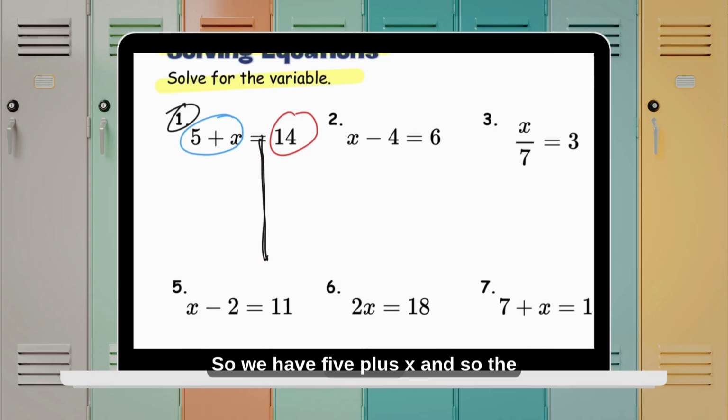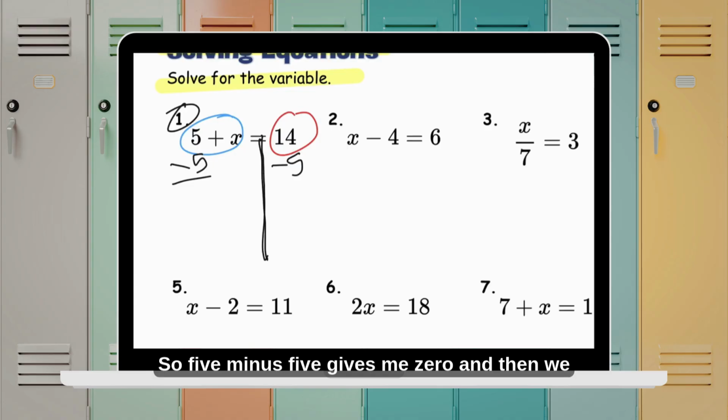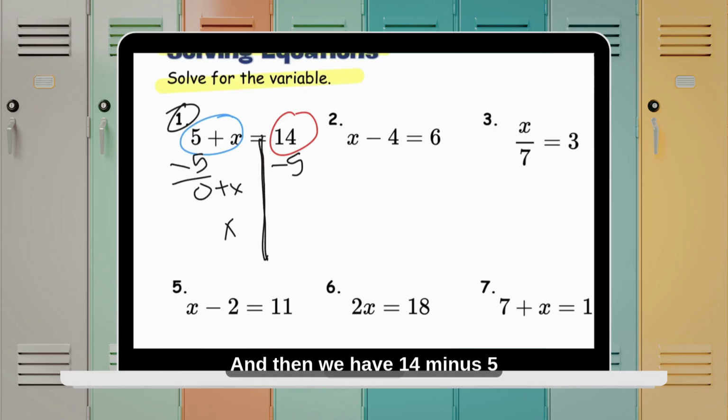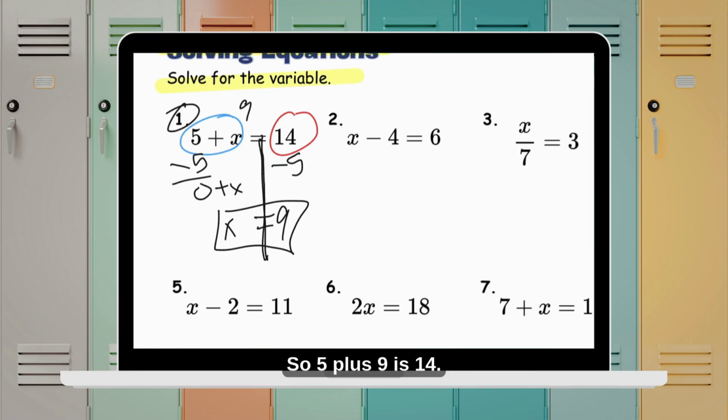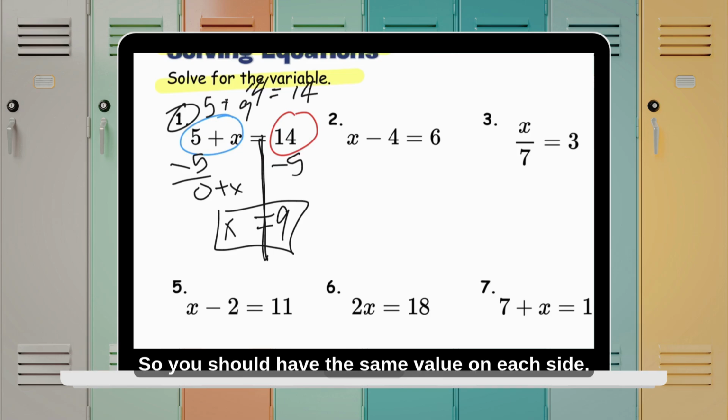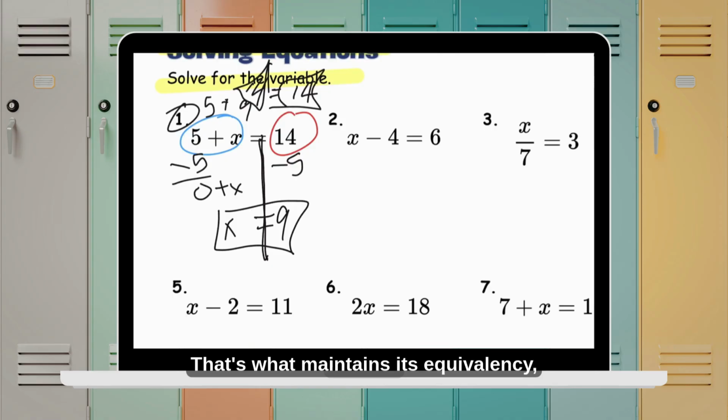That's why I write this line right here, because what I do to one side I'm going to do to the other. So we have 5 plus x, and the way I undo addition, or the inverse operation, is to subtract. So I'm going to subtract 5 from both sides of the equation. 5 minus 5 gives me 0, and then 0 plus x leaves me with just x. Then 14 minus 5 is 9, and so x equals 9. Then you can go back and check your answer. 5 plus 9 is 14, and 14 equals 14. So you should have the same value on each side. That's what maintains its equivalency, or we can say that it's balanced.